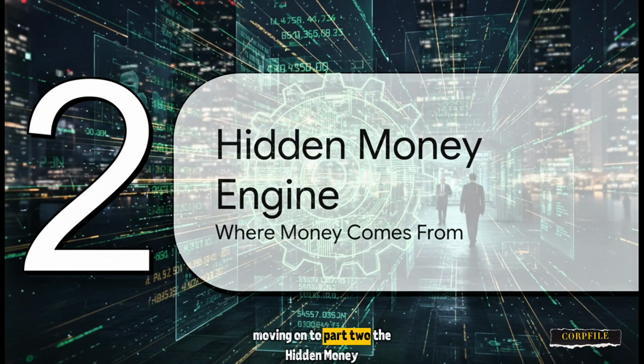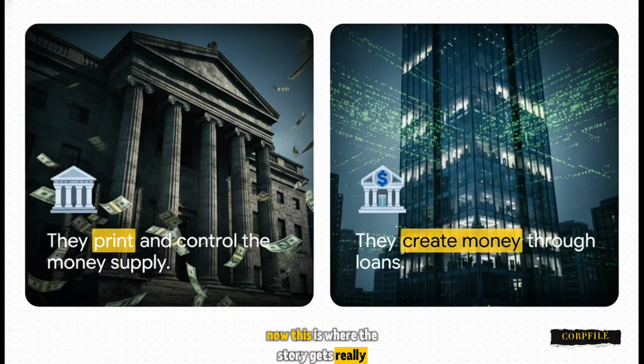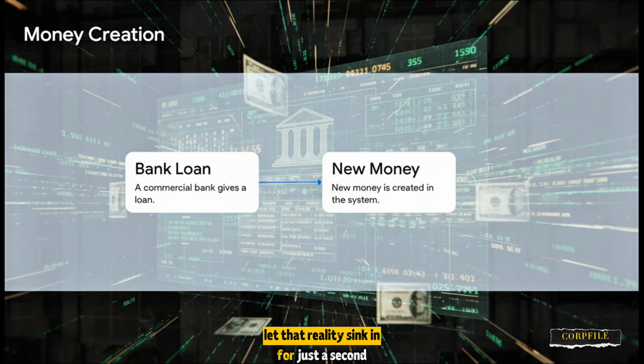Moving on to part 2, the hidden money engine and where money actually comes from. Now, this is where the story gets really fascinating and, frankly, where most of us have a massive blind spot. There are actually 2 distinct engines of money creation. On one side, we have central banks. They print physical currency and control the overall money supply. But then we have commercial banks, the everyday institutions that you and I use. And here is the absolutely crucial point. Commercial banks create money through loans. Let that reality sink in for just a second.